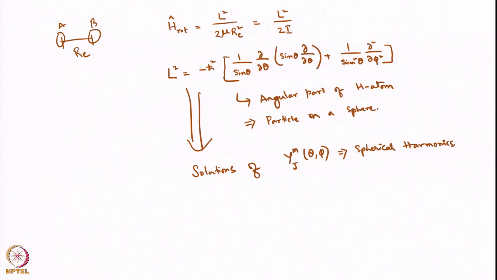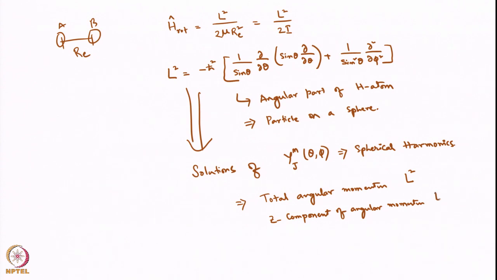You can look up any elementary quantum chemistry or quantum mechanics textbook to look at the spherical harmonics. Okay. Now, in spherical harmonics, you have two important notions. One is the total angular momentum, given by the L square operator, and there is a z component of angular momentum. It is given by Lz.